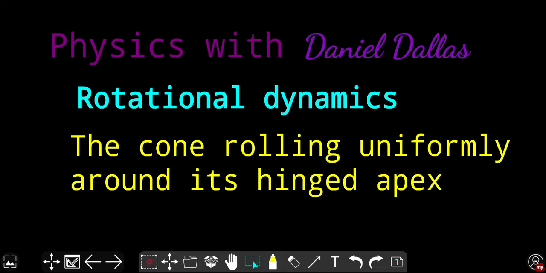We are on rotational dynamics. Here is one more problem from this topic. I guess it will clarify many positions and answer your questions if you still have them in this area. It's all about the cone rolling uniformly without slipping, and it's turning around its apex, which is hinged. So it's a hinged pivoting point. You'll see in a second the problem itself.